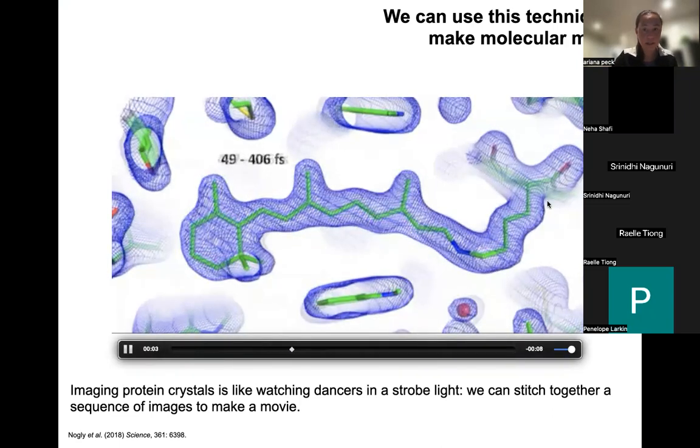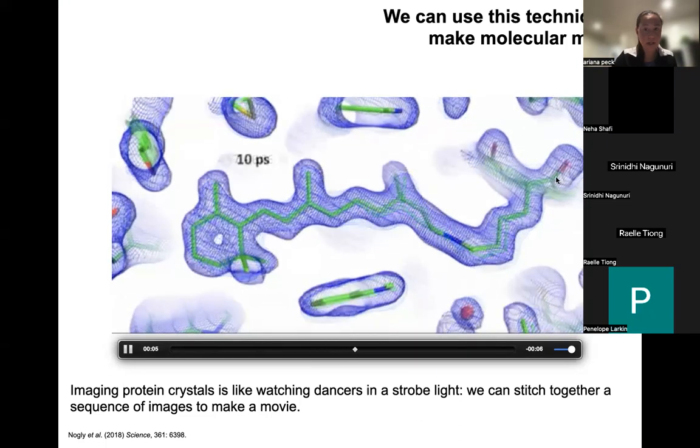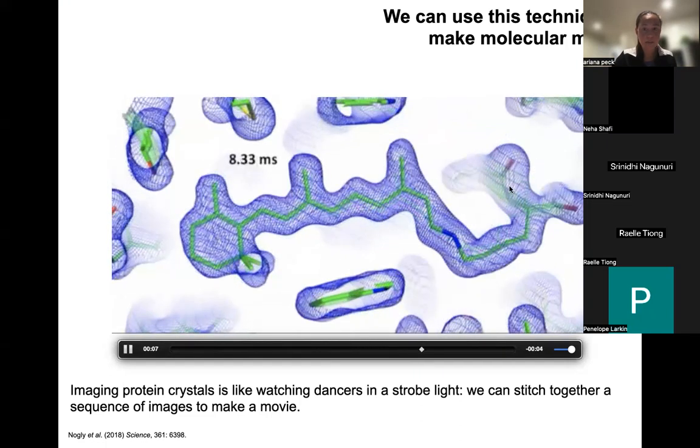You can see the electron density, again shown in the blue mesh, changing as a function of time. By the time you get to 8 milliseconds, it's in a completely different rearrangement. This let us see with atomic detail how this reaction was occurring. This reaction is inside a bacterial protein, which is how bacteria sense light. And it's the same exact chemical reaction that the proteins in our eyes use to sense light as well.